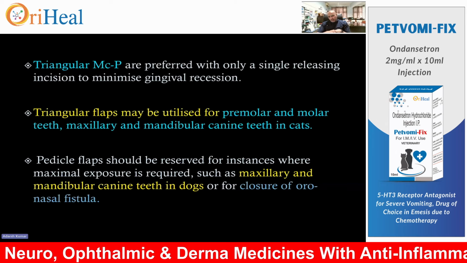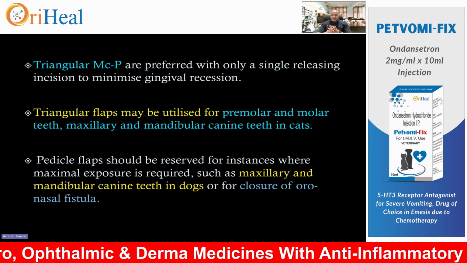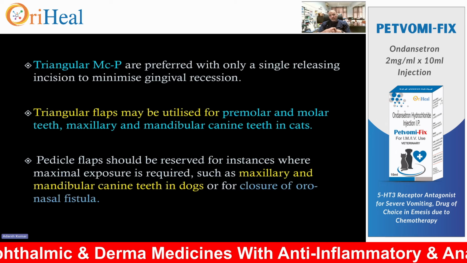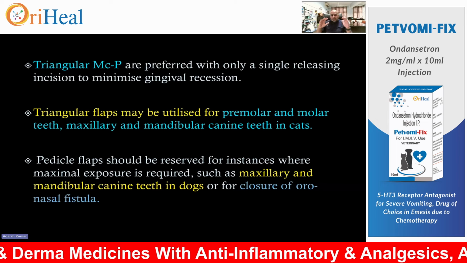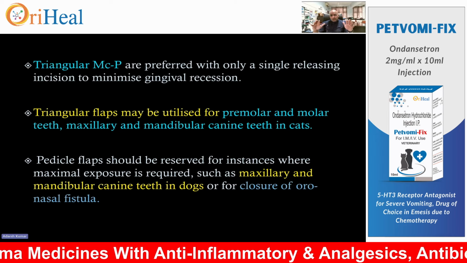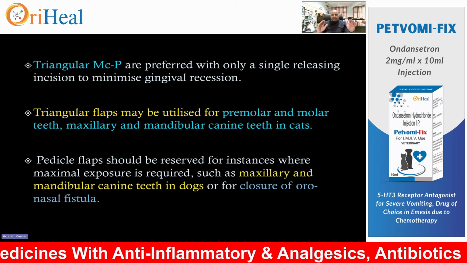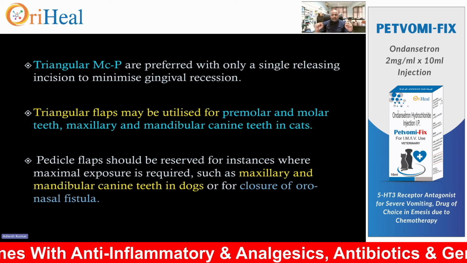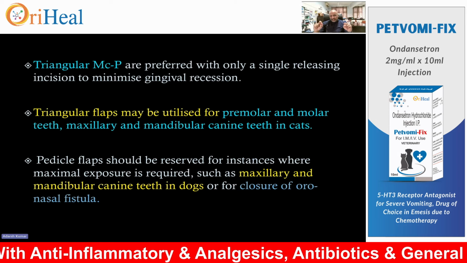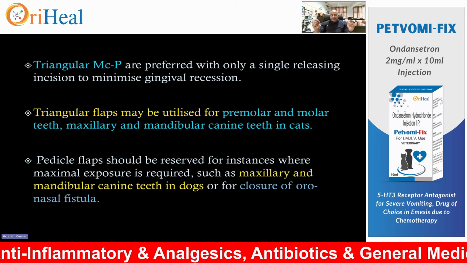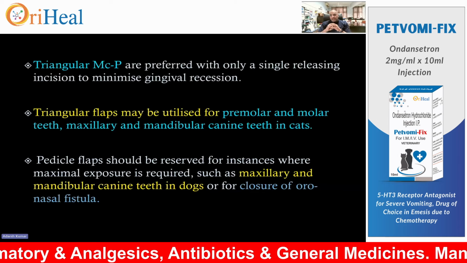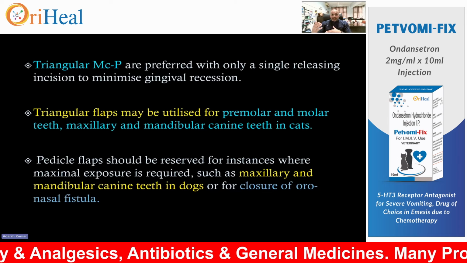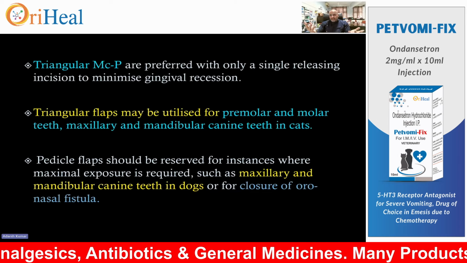Just to tell you that the triangular periosteal flaps are preferred because they are released with only a single incision. And if you are releasing more of the tissue, you can always expect a gingival recession. So don't cut too much of the tissue and don't give wider incisions. Let it be a triangular one. You can manipulate accordingly, but the larger the release is, the more the gingival recession is in the later stages when it heals.